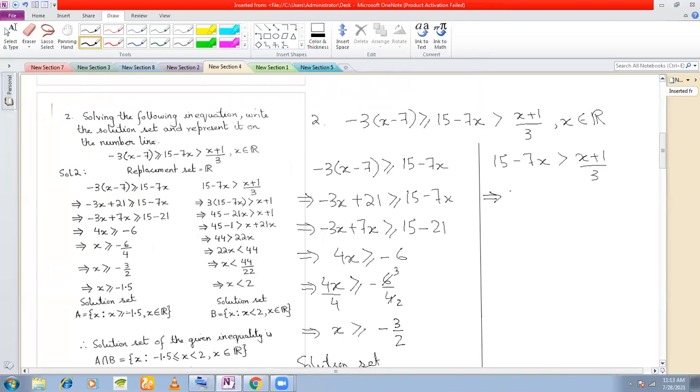So you multiply both sides by 3. To remove this 3, you multiply both sides by 3. So you get thrice 15 minus 7x is greater than x plus 1. Multiplying both sides by plus 3. So you're multiplying both sides by a positive number. That is why the inequality sign remains the same. Now open this bracket here. 15 into 3 is 45. Minus 7 into 3 is 21.